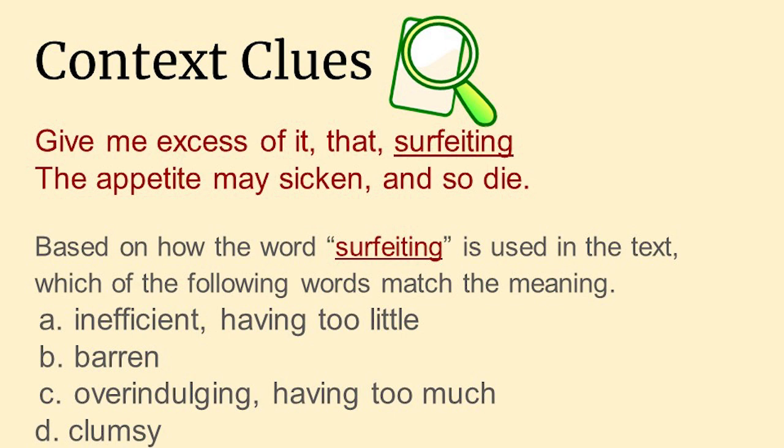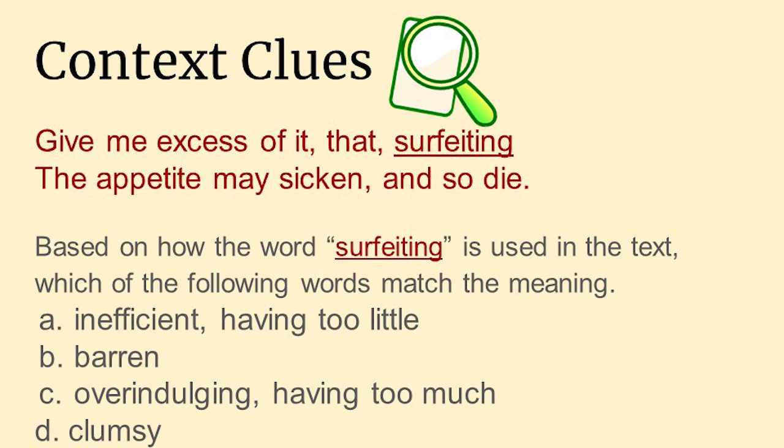Based on how the word surfeiting is used in the text, which of the following words match the meaning? A, inefficient, having too little. B, barren. C, overindulging, having too much. Or D, clumsy. So let's look at that sentence again. Give me excess of it, that surfeiting. The appetite may sicken and so die.